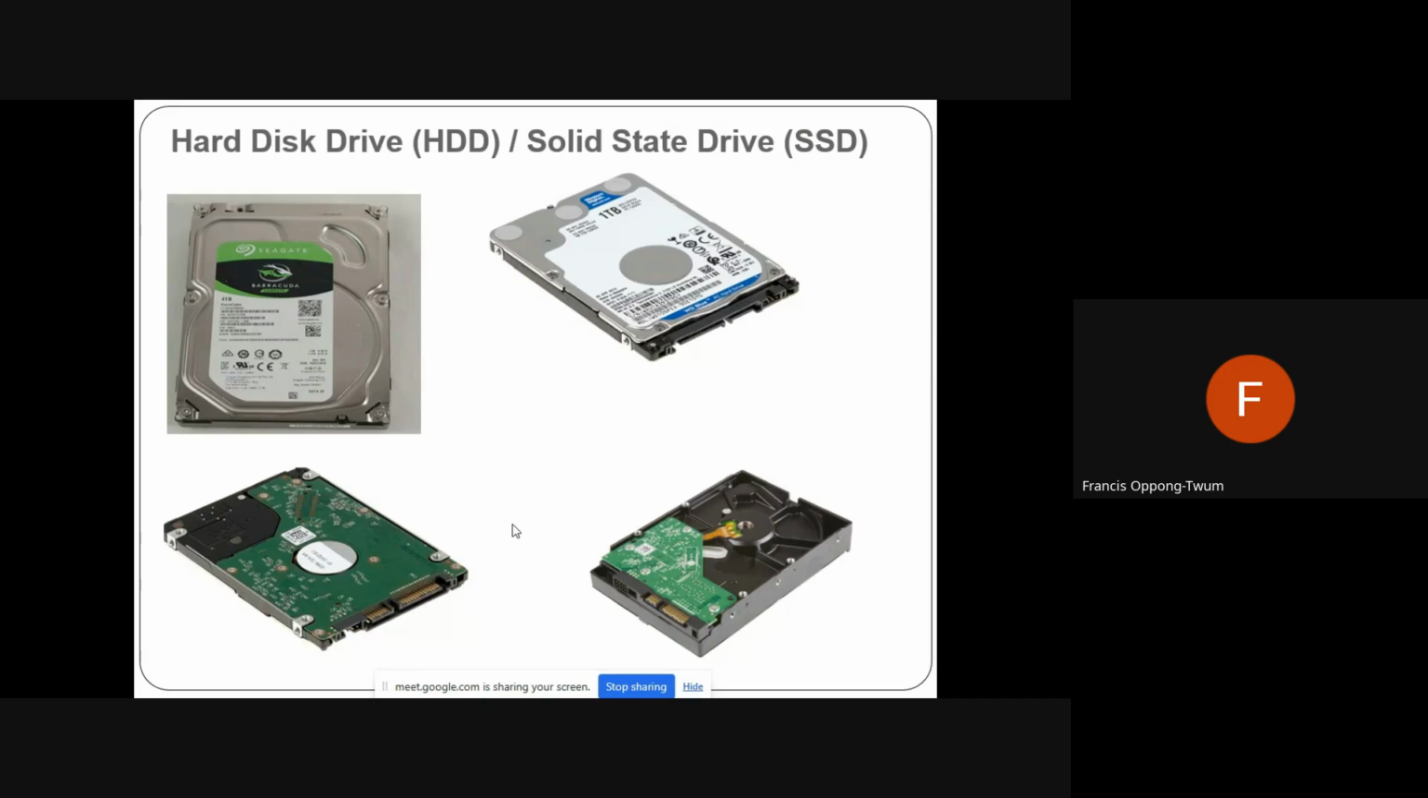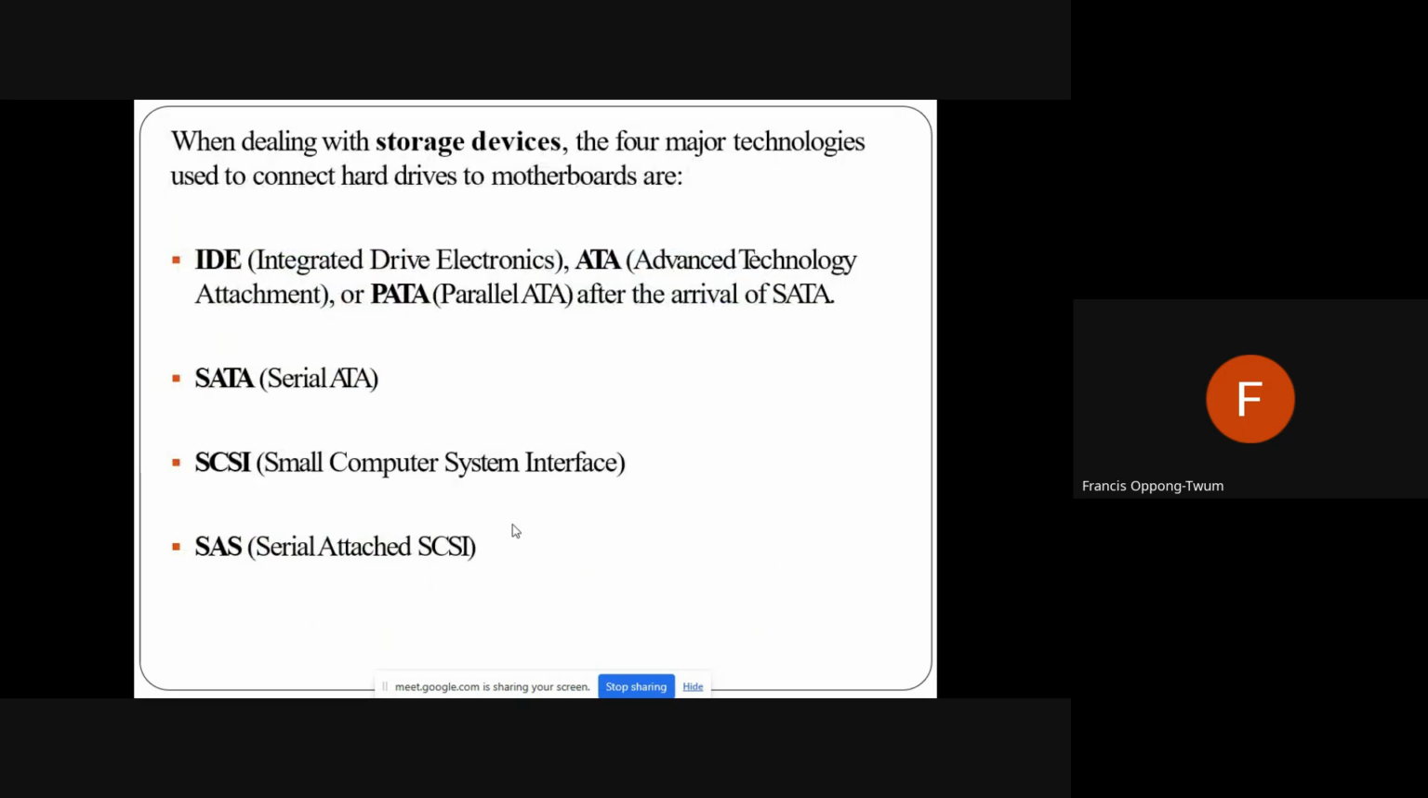So I've gone ahead to also show another picture. Since this is an online class, whatever we can do is to show you some of the images. But you can also go to YouTube and watch more videos and appreciate some of the things that we are talking about. So we have the hard disk drive, the solid state drive, and those are some of the pictures for you.